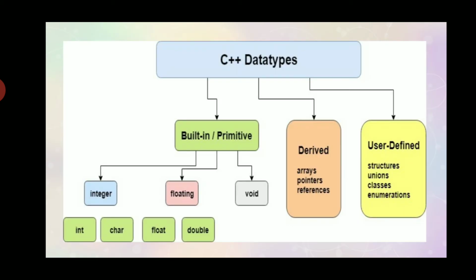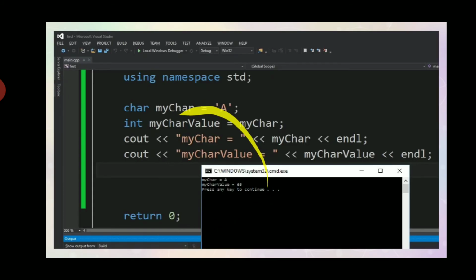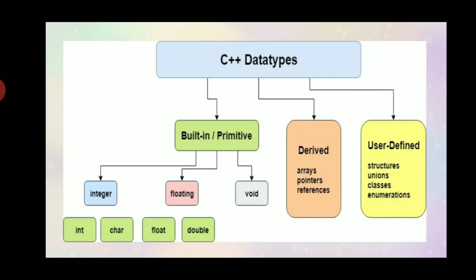And user defined, just a brief explanation. These are identifiers which are defined by the users, like classes, unions, structures and enumerations. These are all in senior class grade. So we will focus on the built-in or primitive types.